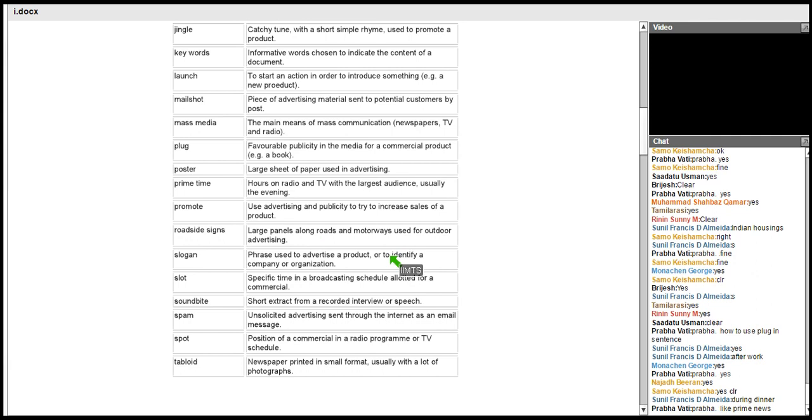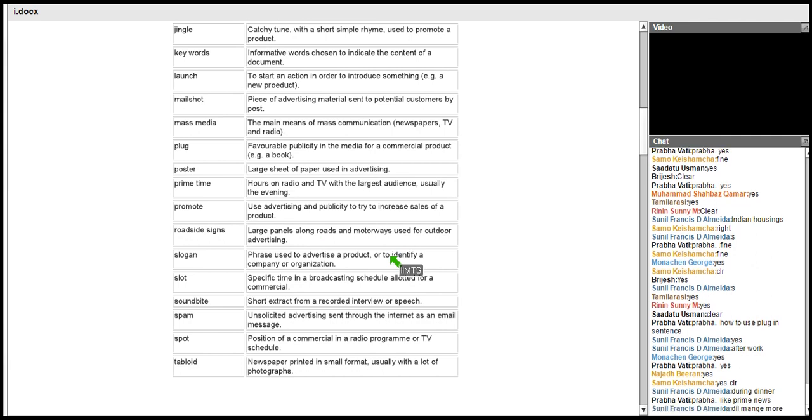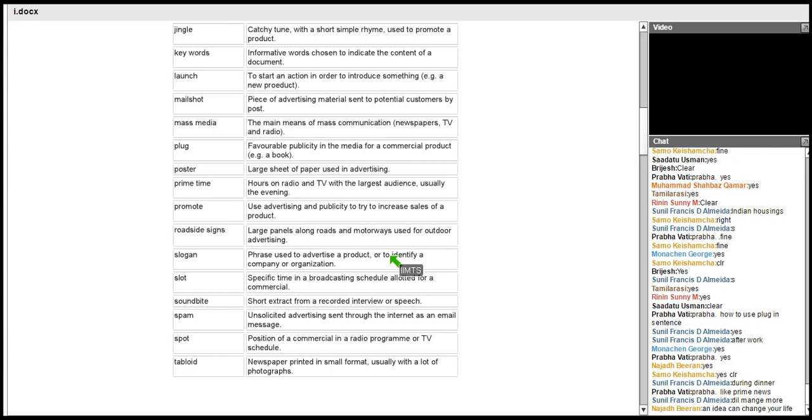So every company has their own slogan. Can you tell me the slogan for a certain brand? Yeah, Dil Mange More. What else? And for LG, it's Life's Good. Yeah, an idea can change your life. Fine. What else?